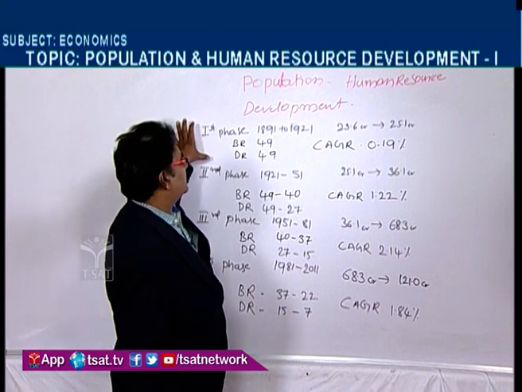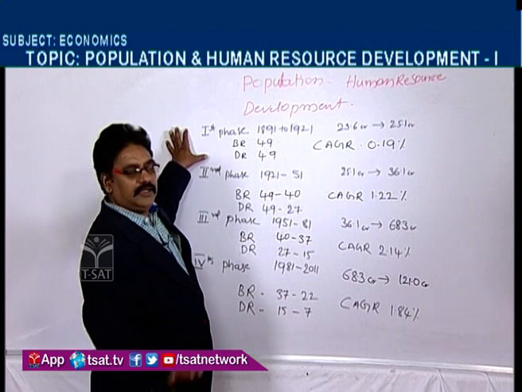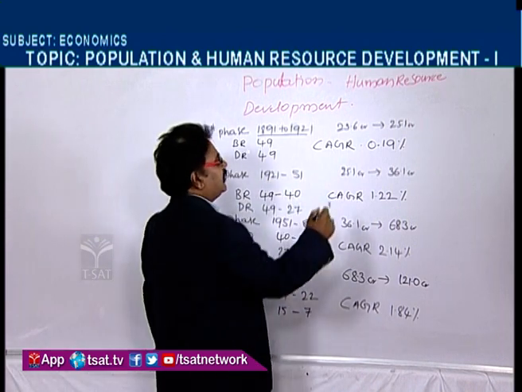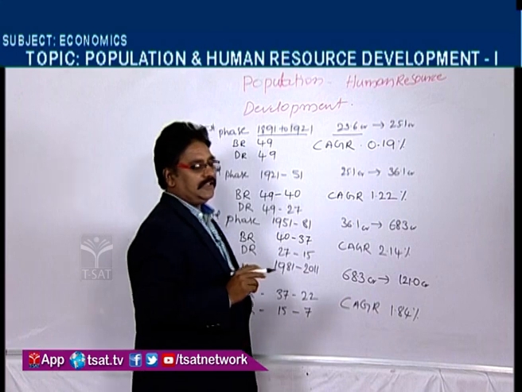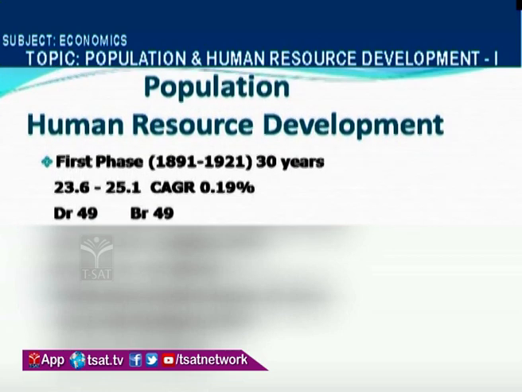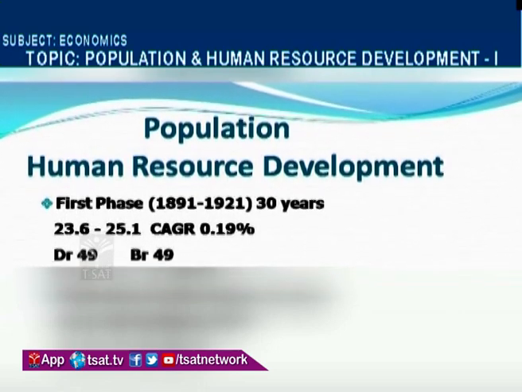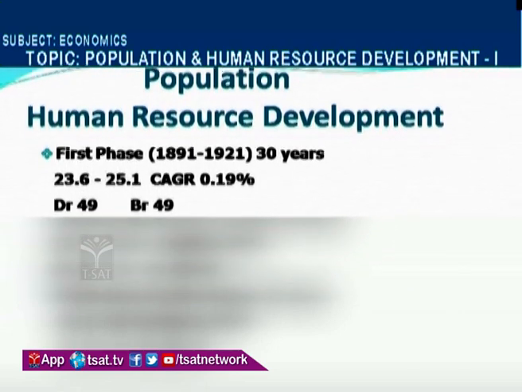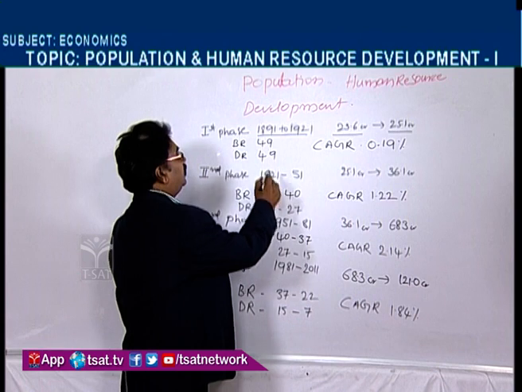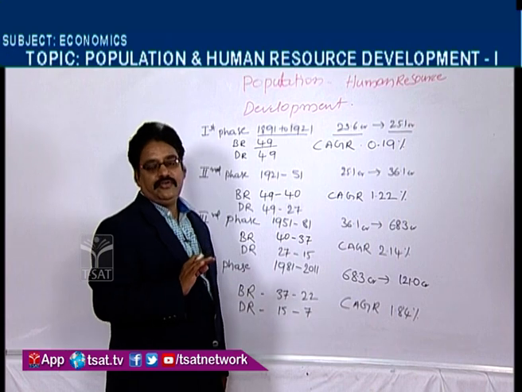First phase, that is 1891 to 1921. During these 30 years, the Indian population increased from 23.6 crores to 25.1 crores. If we observe the birth rates and death rates during that period, more or less they are the same. Death rates are 49 and birth rates also 49.